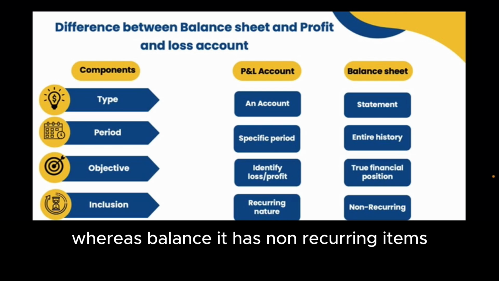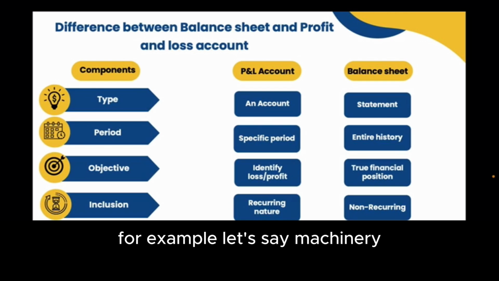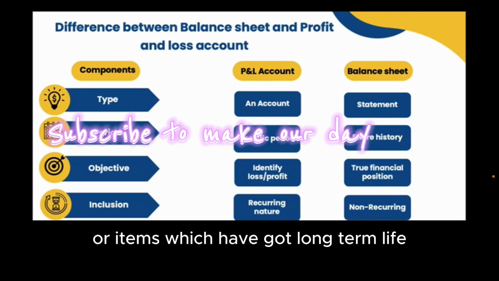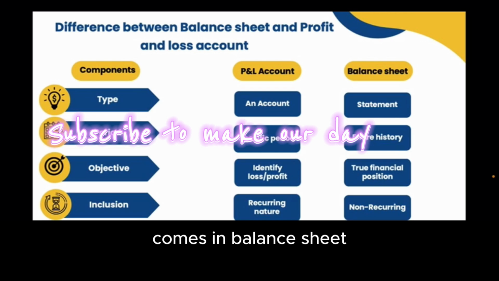Whereas the balance sheet has non-recurring items. For example, let's say machinery. You will buy machinery once, maybe in 10 years or 20 years, or items which have a long-term life come in the balance sheet.